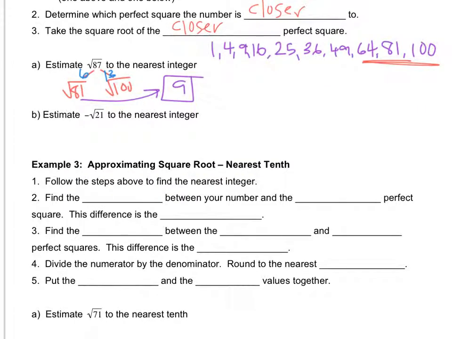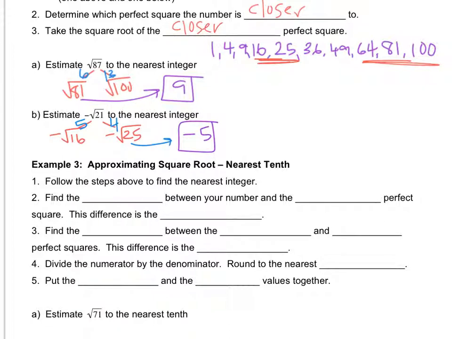Negative square root of 21, I'm going to find the two numbers that surround it. So that would be around here. So that would be negative square root of 16 and negative square root of 25. Find out which one it's closer to. So it's 5 away from 16 and 4 away from 25. Ooh, it's really close. It's almost right in the middle, but it's just a little bit closer to 25. So that means that the answer is going to be negative 5.